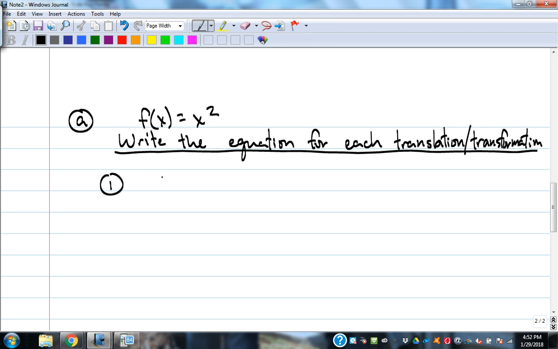All right, so if we wanted to write the equation for when this function is shifted down 5 units, if we're shifting down, that's going to be a vertical shift, right? The vertical shifts involve addition or subtraction. So if we're going down, are we going to add 5 or subtract 5? Subtract 5. So it would be y equals x squared minus 5, which shifts it down 5 units.